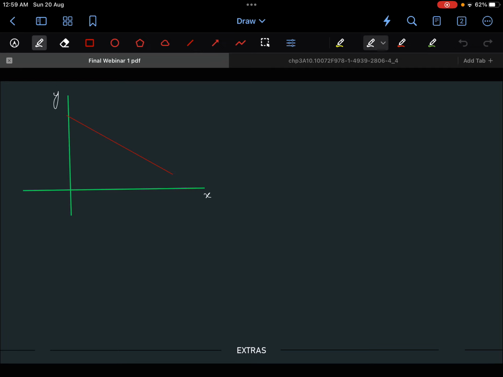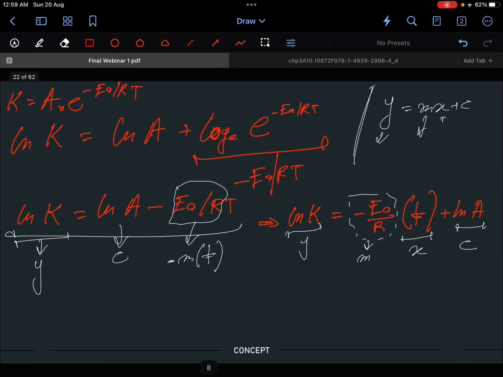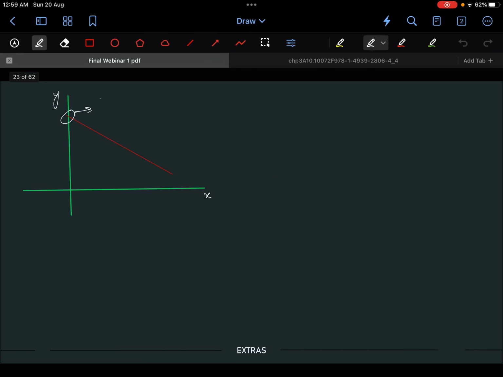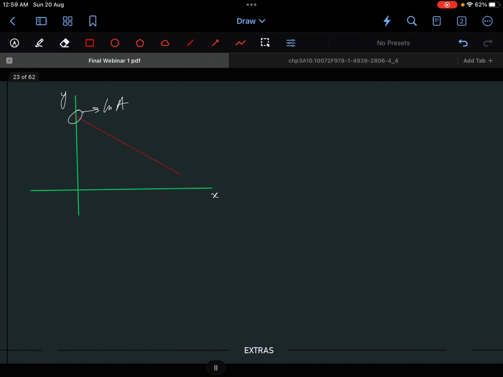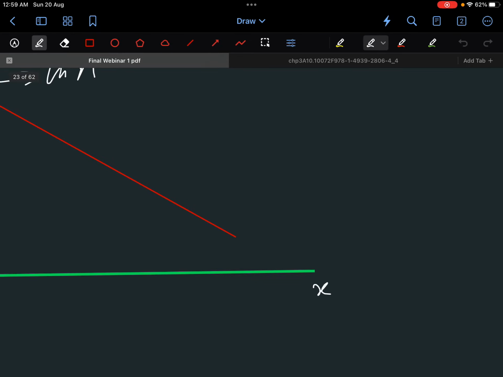Right? So what is the y-intercept? The y-intercept is c, and what is the c? ln A, right? ln A, this is the c, that is the y-intercept. And what is the m? This is the slope. The m is minus Ea by R, right?